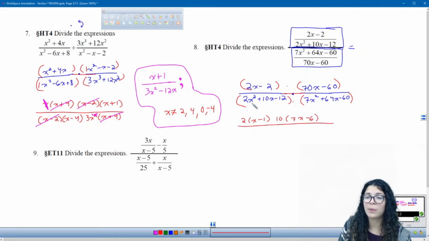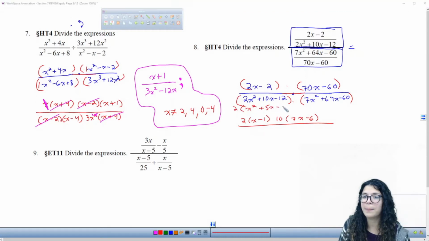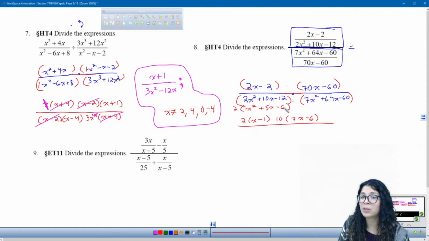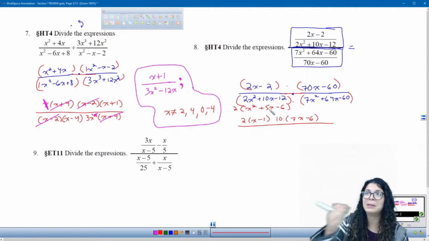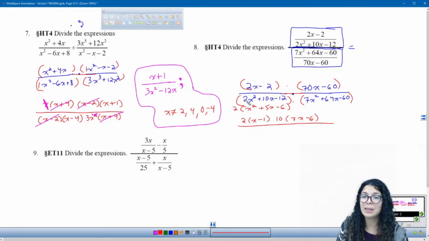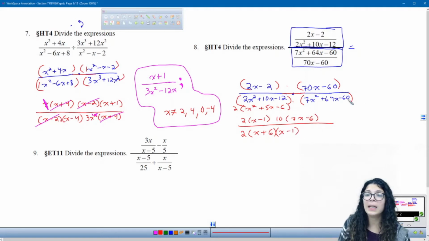In the denominator, this coefficient can be factored out from all 3 of these, so I could factor out 2 from all of them, which gives me x squared plus 5x minus 6. Then I could factor this further, because what multiplies to negative 6 and adds to 5 would be 6 and negative 1. So this entire trinomial factors into 2 times x plus 6 times x minus 1. Then the last one that I need to factor is this one right here. I cannot factor out 7 from all of them.